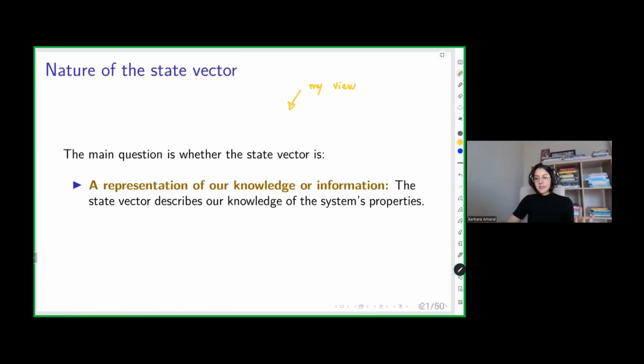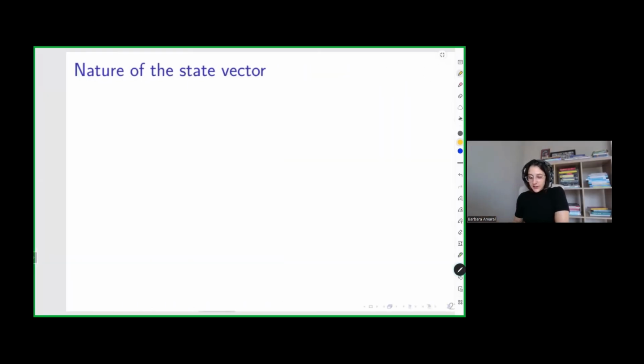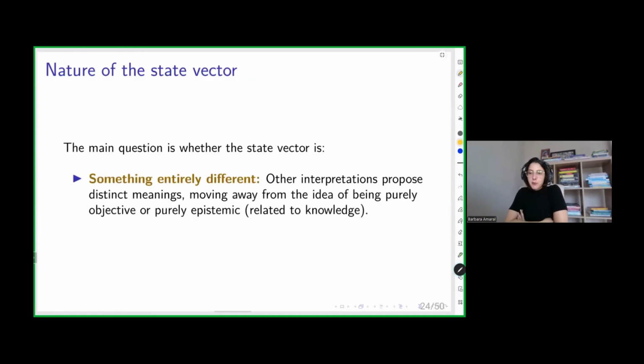Okay, so whenever I talk about anything here, I think about all of these objects as mathematical descriptions that allow me to study something, what I know about something. Okay. There are other interpretations that propose something even different from that. So they propose distinct meanings, moving away from these purely objective or purely epistemic, that is, based on knowledge.